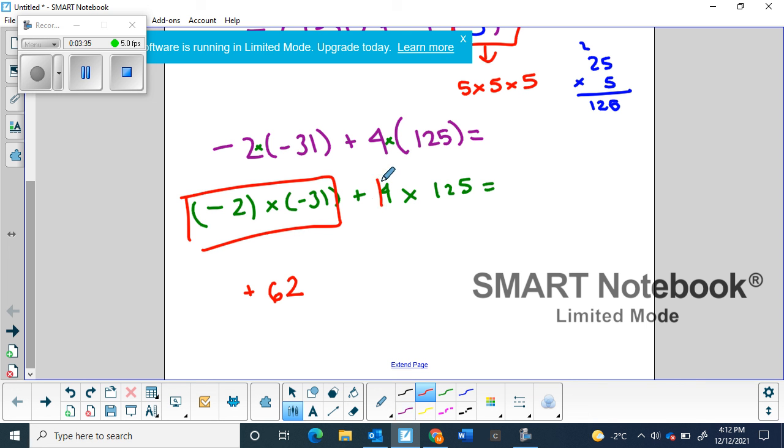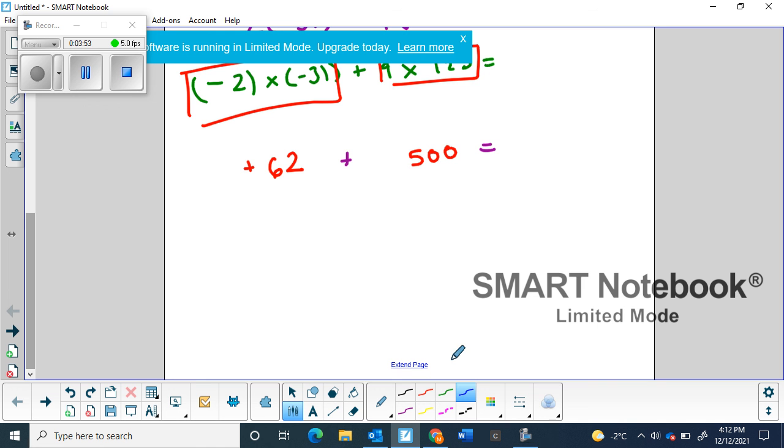And then we also have a multiplication here, which we have to do next. 4 times 125. So we get 500 here. And then we're going to rewrite everything else. We got an addition sign in the middle. So now we have 62 plus 500. Well, our answer is going to be 562. And that would be the final answer.